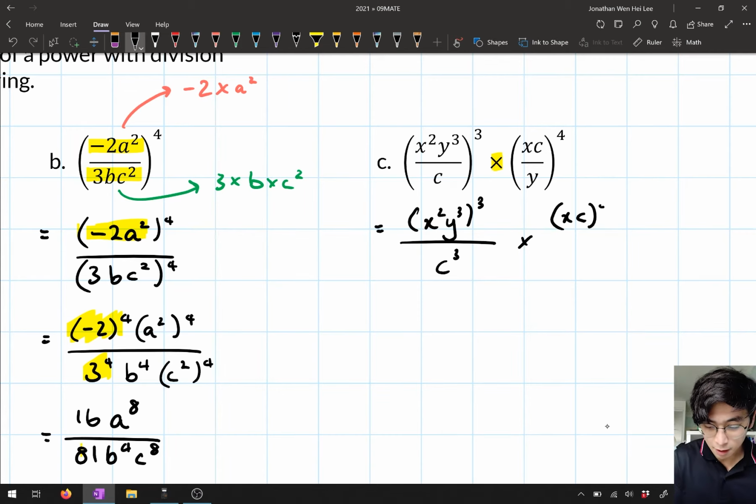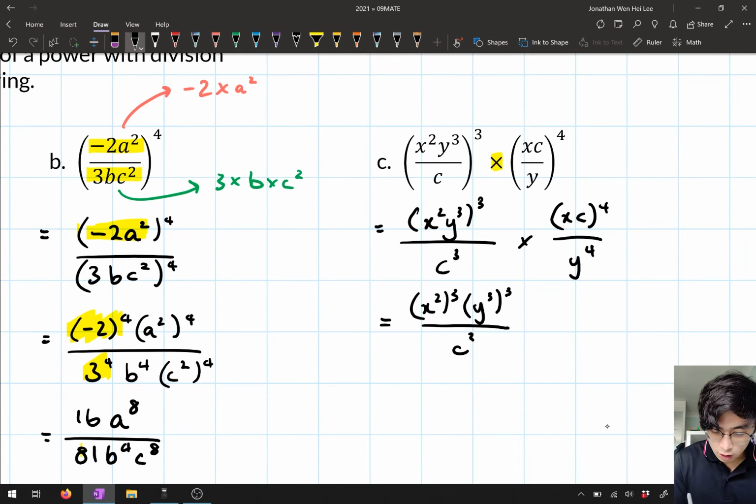Okay, now I've got a few more brackets. I've got to deal with the first one here. So that's (x squared y cubed) to the power 3. I raise each of my terms individually to that power. So I use that power of a power. So I've got (x squared) to the power 3, (y cubed) to the power 3. Oh, let me write that a little bit clearer.